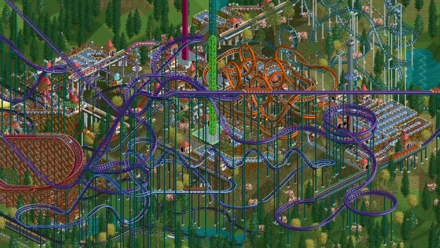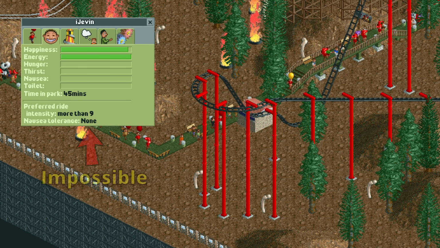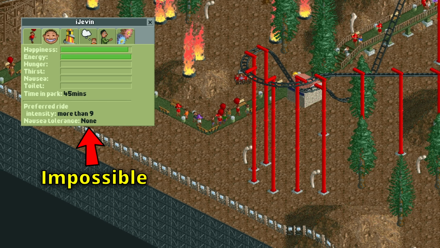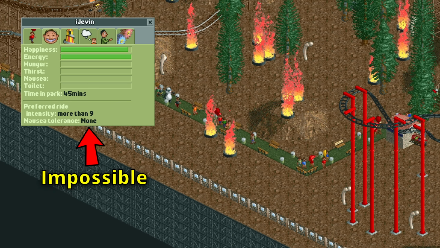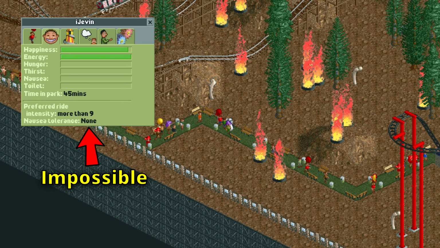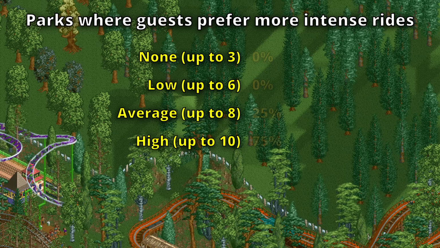In these parks, the nausea tolerances are different as well. If a guest had a nausea tolerance of none here, then before the happiness calculations they would only want to go on rides with both over 9 intensity and under 3 nausea, which is pretty much non-existent and maybe even impossible. Therefore, in these scenarios, 75% of the guests will have a high nausea tolerance, so up to 10, and the other 25% have an average nausea tolerance, which is up to 8 nausea.